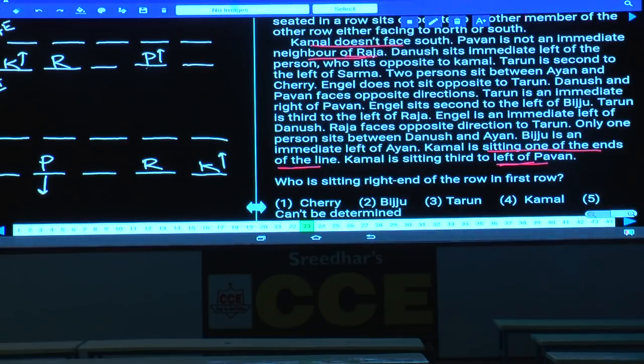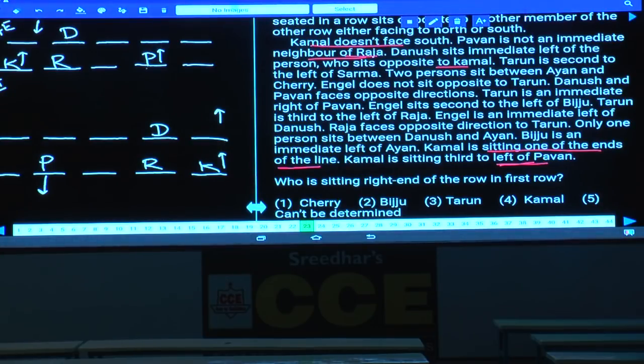Dhanush sits to the immediate left of the person who sits opposite to Kamal. Opposite to Kamal, immediate left hand side, who is that person here? Dhanush. And the person who is seated opposite to Kamal must be facing south. Then only that person will be to the immediate left. Now Kamal's opposite is this person and Dhanush is to the immediate left hand side of this one, and this person must face towards which direction? Now Kamal's opposite person must be facing towards north, isn't it?